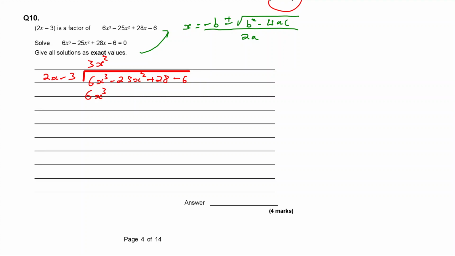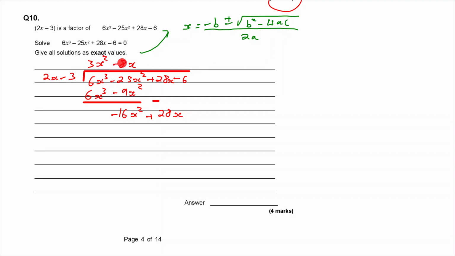And I do negative 3 times 3x squared, which is minus 9x squared. And I perform my subtraction over here. That will give me 0. Minus 25 minus minus 9 is minus 16x squared, and I bring down the 28x. Okay, so plus 28x, and then 2x times something is minus 16x squared, must be minus 8x.